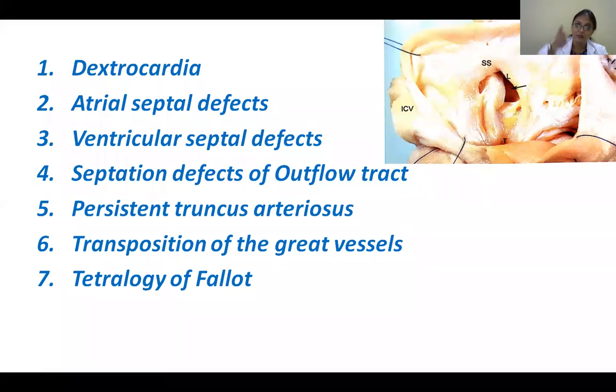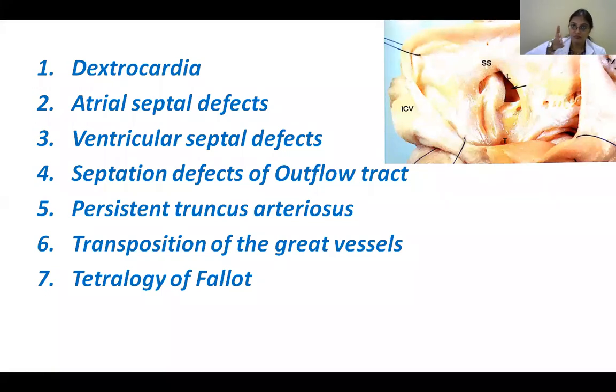When the septum primum is coming down, you have the ostium primum. Then when it comes down, you have the ostium secundum. So usually ostium secundum defects are most common. I mean, they don't completely heal. Okay, then ventricular septal defects. Again, I told you the muscular and membranous parts are coming.